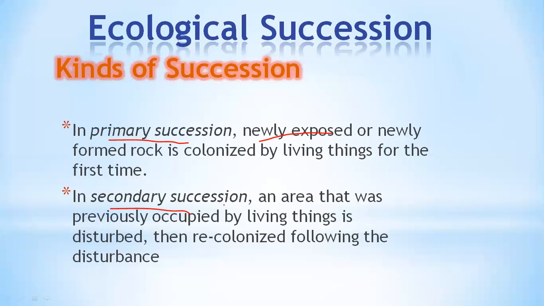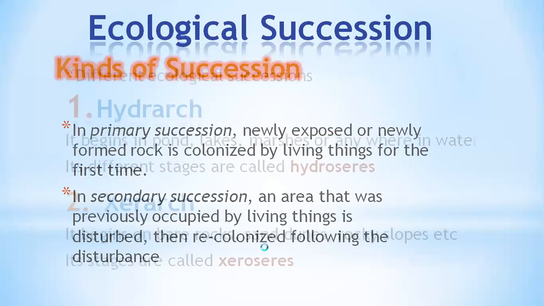The second one is secondary succession, and that is the area which was previously occupied by living organisms, but that was disturbed, like by flood, by fire, by deforestation, by some other natural disaster. So it was previously occupied by living organisms, but it was cleared before. So then a recolonization occurred after the disturbances.